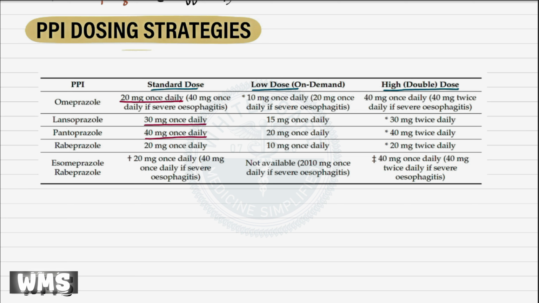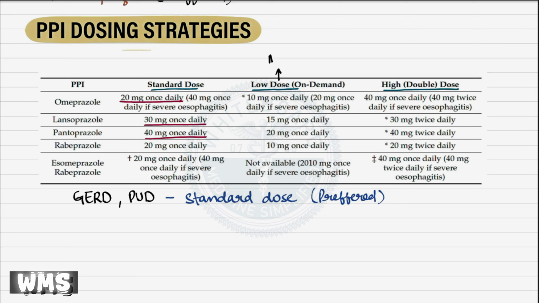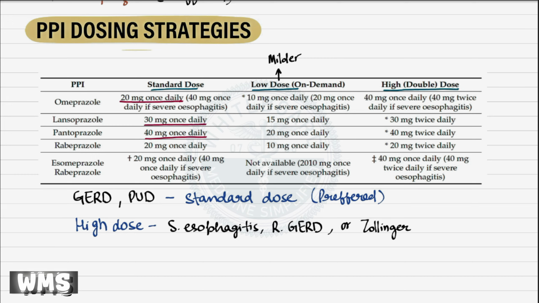For most common acid-related disorders, such as gastroesophageal reflux disease and peptic ulcer disease, standard once daily dosing is usually sufficient. Meanwhile, lower on-demand doses may be used in milder symptoms, whereas higher or twice daily regimens are typically reserved for severe esophagitis, refractory gastroesophageal reflux disease, or hypersecretory conditions such as Zollinger-Ellison syndrome.